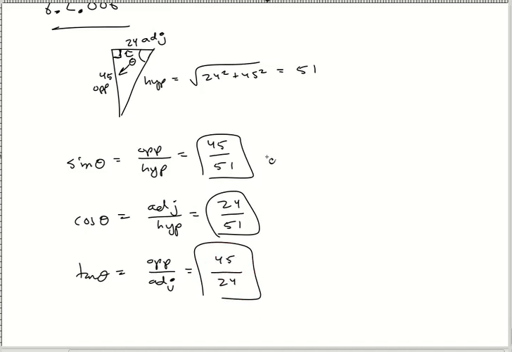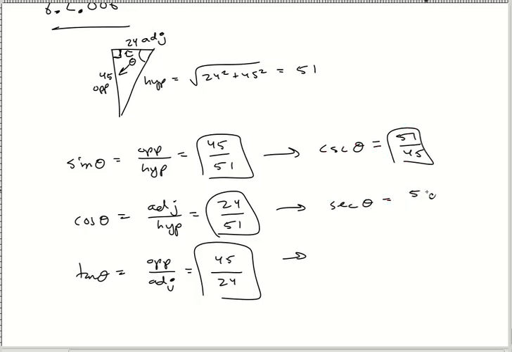Okay, awesome. If you're wanting the other three, of course, they're going to want those, so that's why we're talking about them. You just flip them. 51 over 45, 51 over 24, and then finally 24 over 45. Not hard. I don't know if that's simplified or not. It wouldn't really matter.